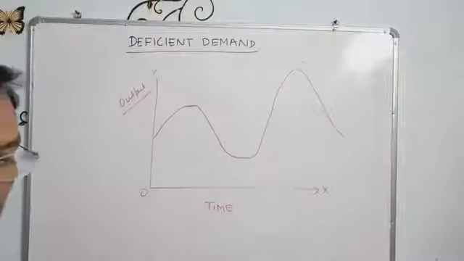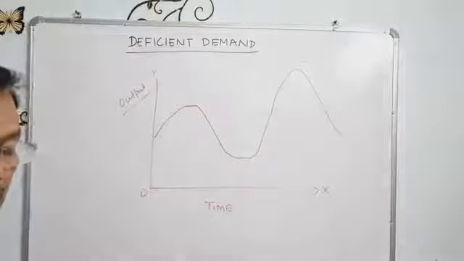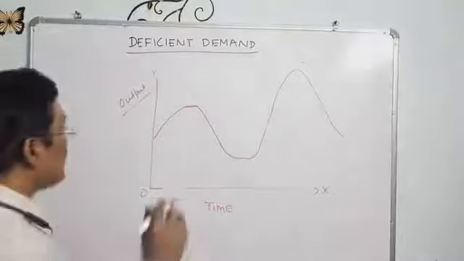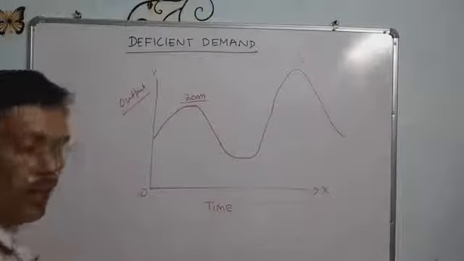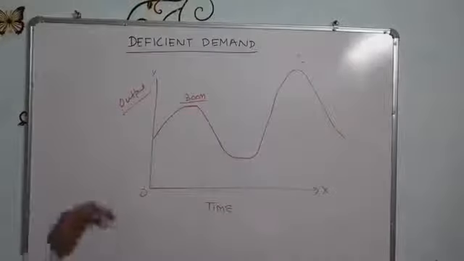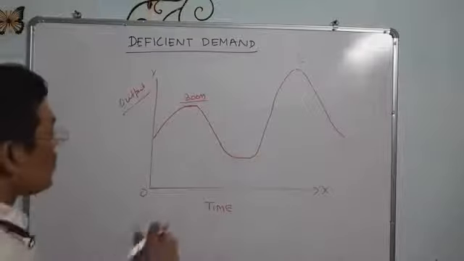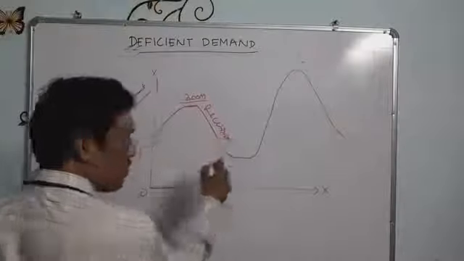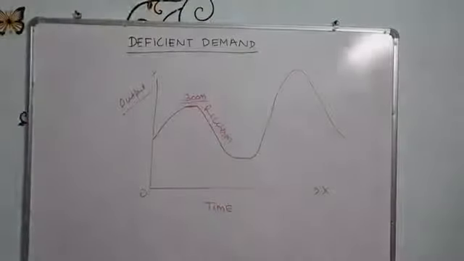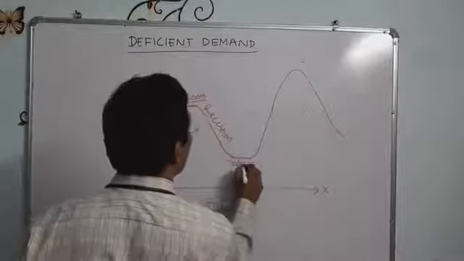So first, when there is excess demand and this situation reaches the top, this is called the boom. And when deficient demand starts, that is to be called the recession. This situation is to be known as the recession. And at last it reaches this stage, this is called the depression.